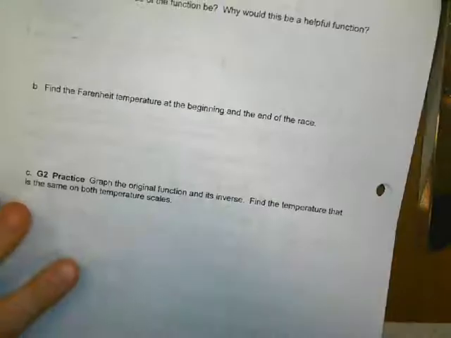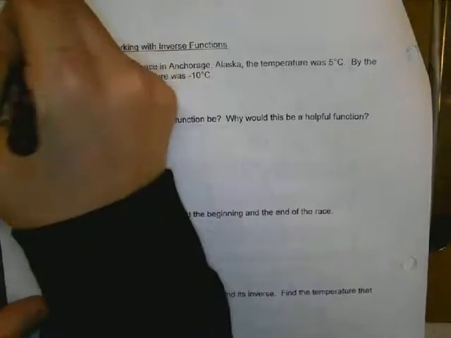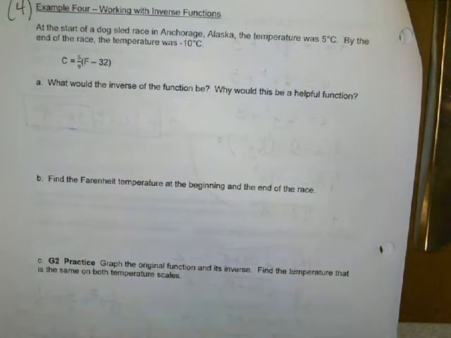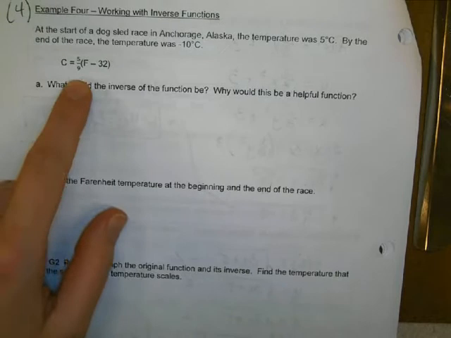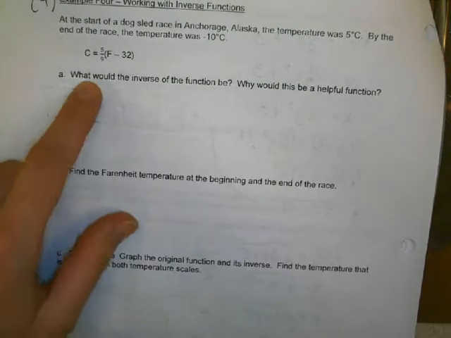Example 4, working with inverse functions. So this is a 4-type problem. At the start of a dog sled race in Anchorage, Alaska, the temperature was 5 degrees Celsius. By the end of the race, the temperature was -10 degrees Celsius. Okay, and then they give us the conversion between Celsius and Fahrenheit. Okay, so what would the inverse of the function be?